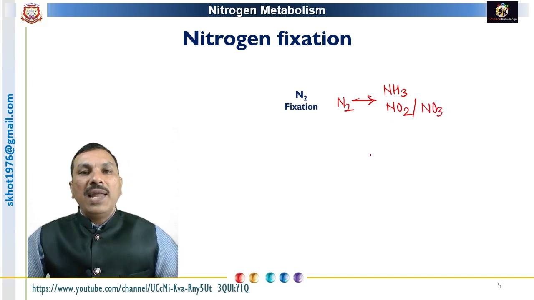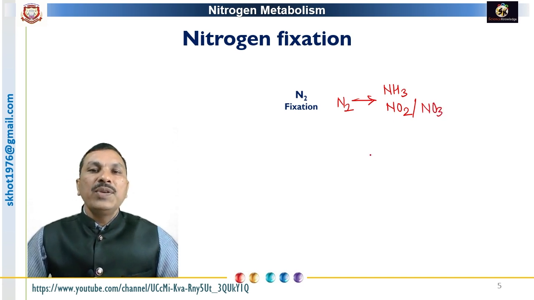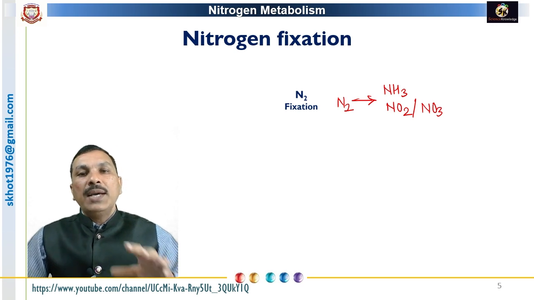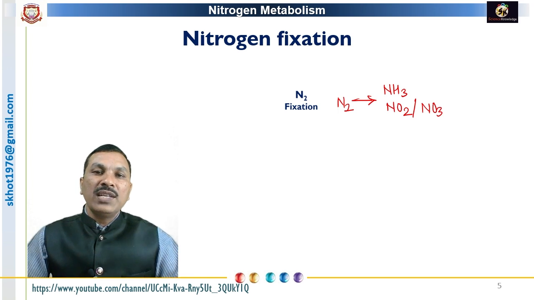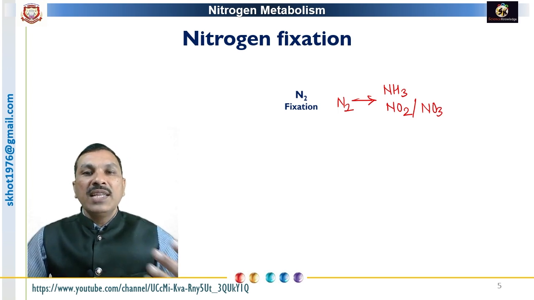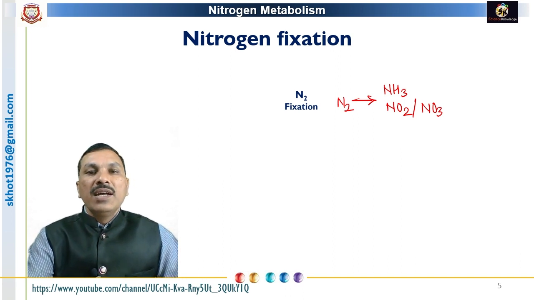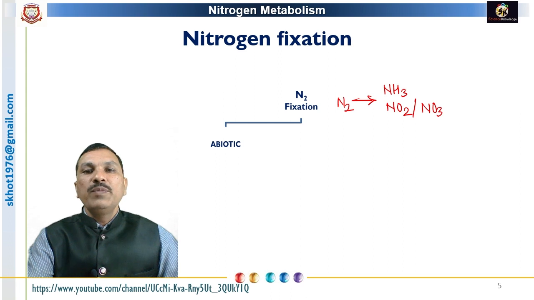We know that plants are absorptive in their nutrition. They will absorb only those nutrients which are water soluble. So if this molecular nitrogen is converted into water soluble form, then and only then will it be available for the plants. The nitrogen fixation occurs by 2 major ways.